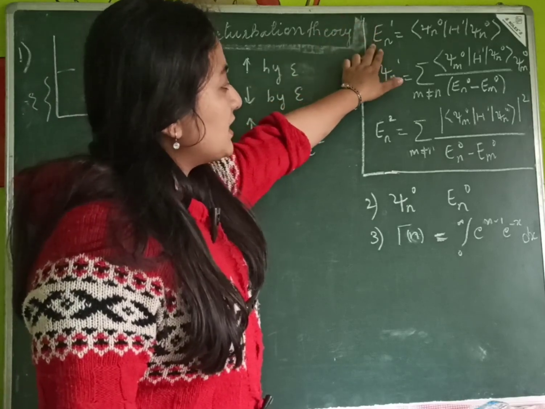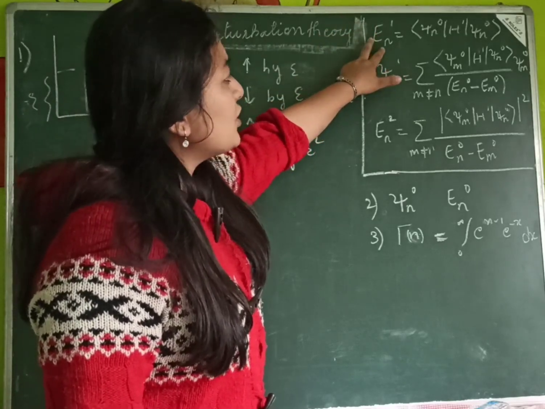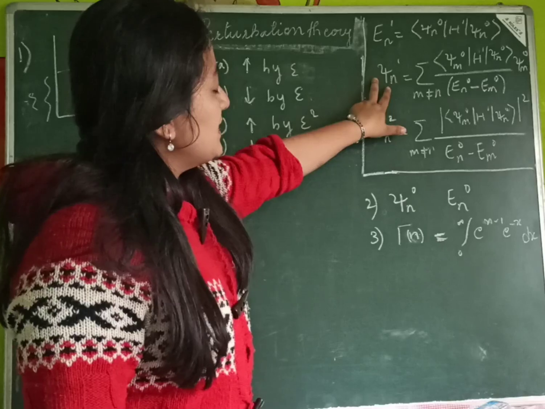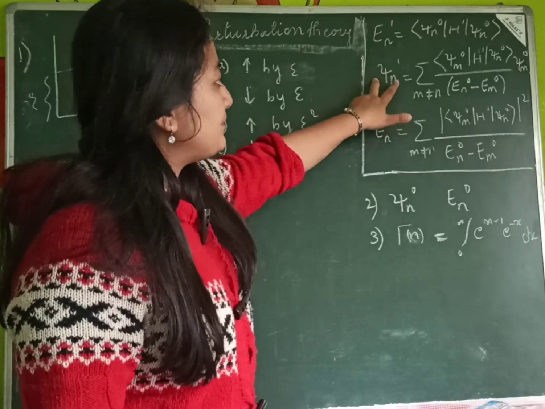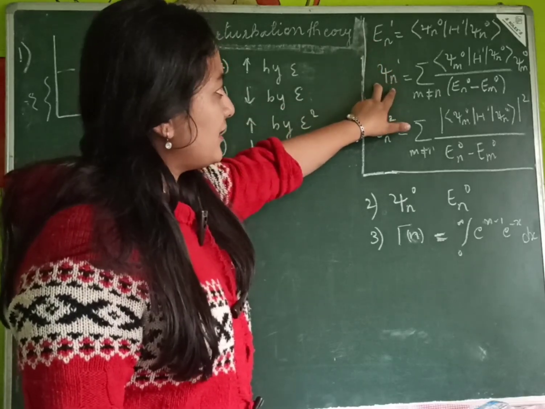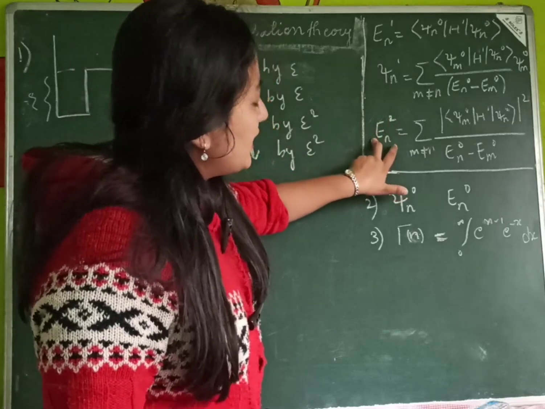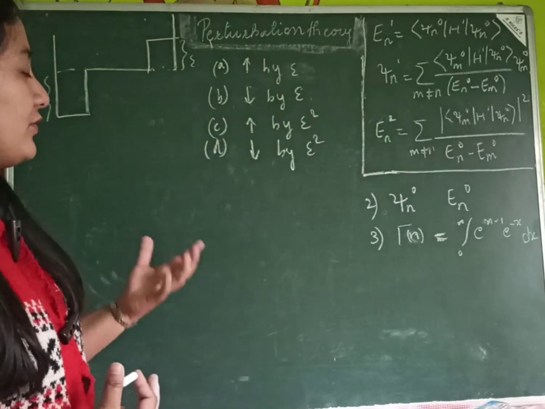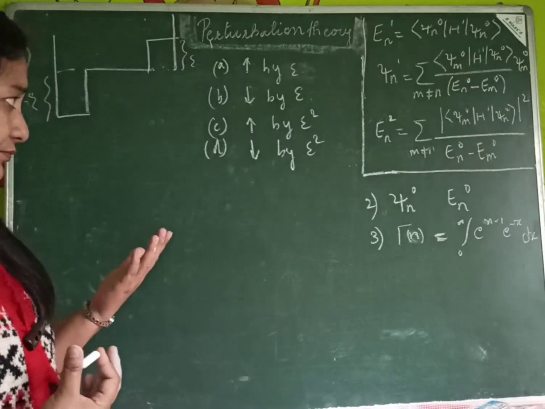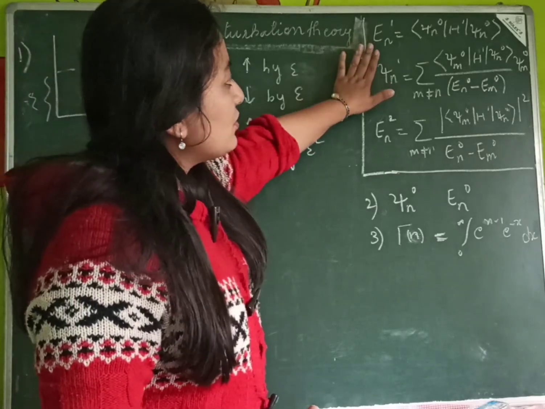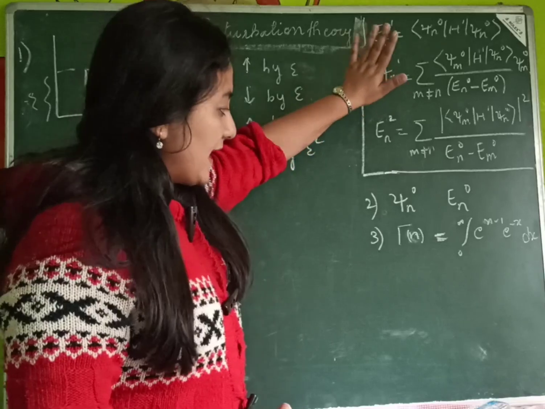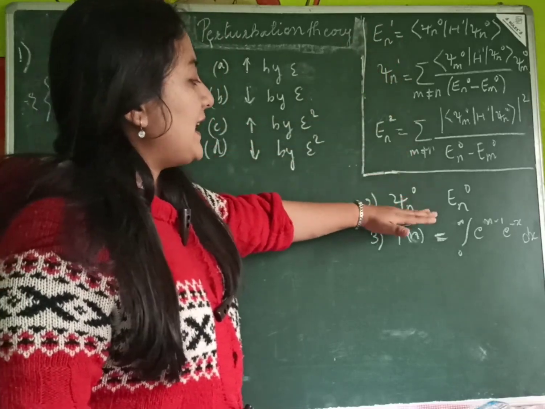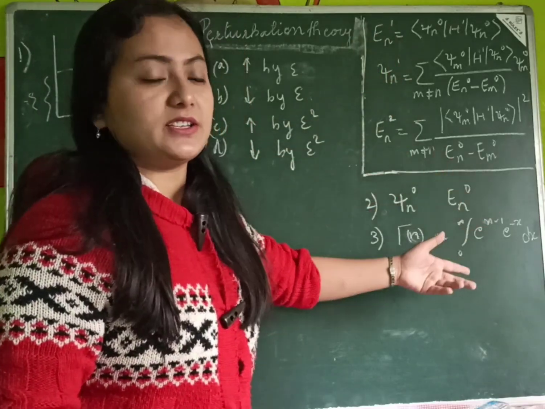First is the first order correction to the ground state energy. This is the first order correction to the nth eigenfunction, and this is the second order correction to your nth eigenvalue, right? Now the prerequisites, before I start doing the problems: I need to know these formulas, as well as the exact solutions for different potentials, right?